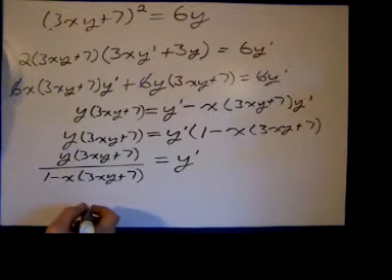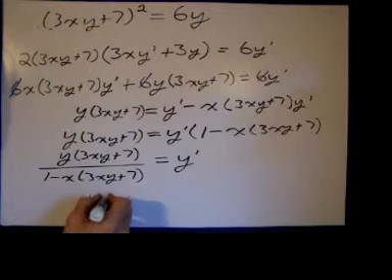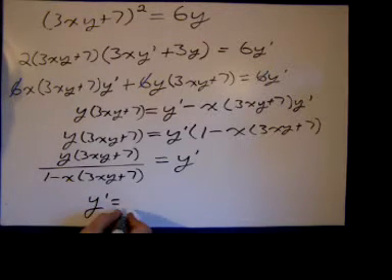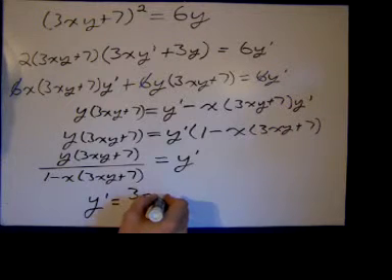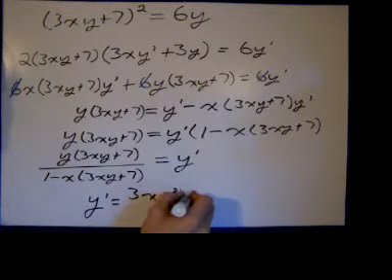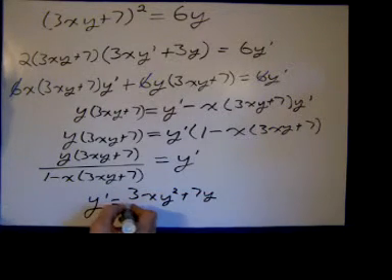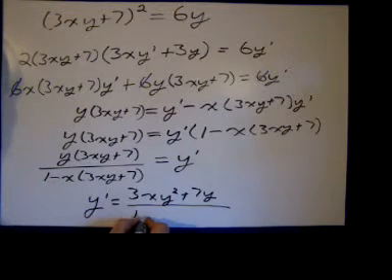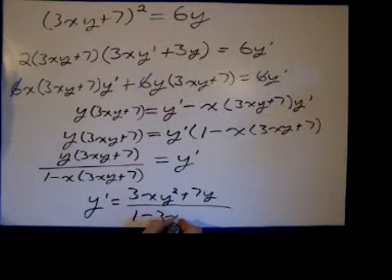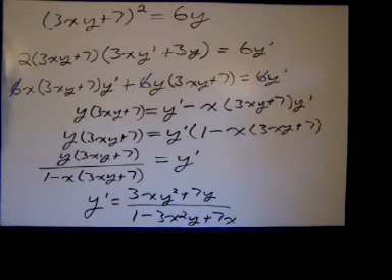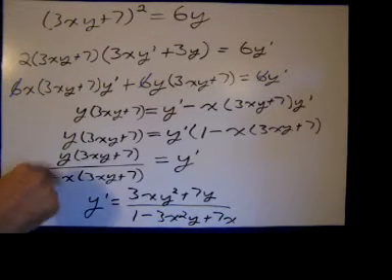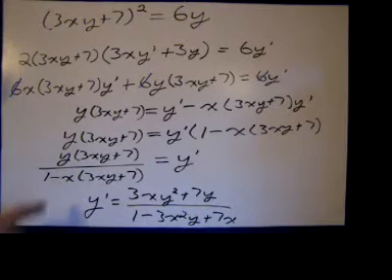Why not? We'll just go ahead and do that, just because a lot of books would have put it that way. So we have y prime equals 3xy squared plus 7y divided by 1 minus 3x squared y plus 7x. Either one of these answers is good. I mean, really, if you can get to this point, you've done your work in implicit differentiation.